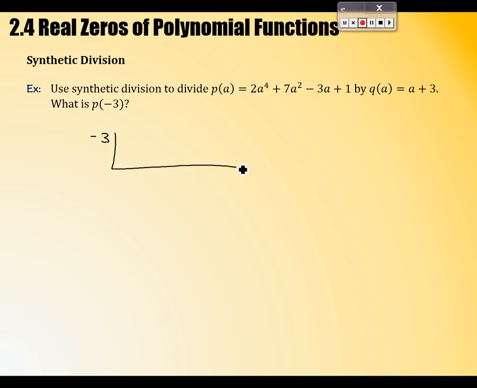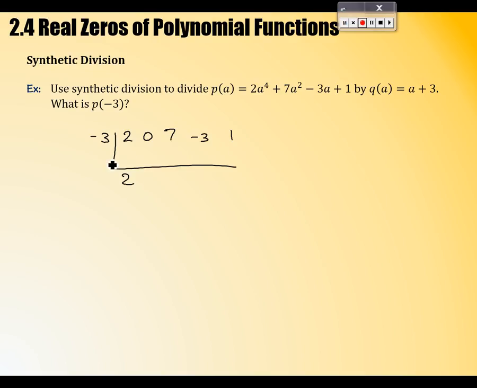Okay, let's do this example. We still have about 2 minutes left. Plenty of time. Okay, so you're putting -3 in. Are you with me on that part at least? And then what are the coefficients going across? 2, 0, 7, -3, 1.